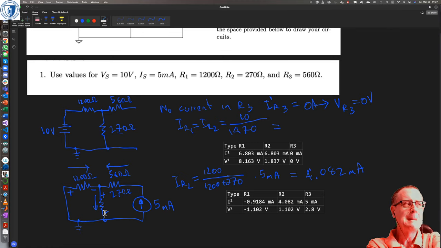Okay, so far? Can you repeat how to get VR1? How to get VR1. Yep, we can do that.